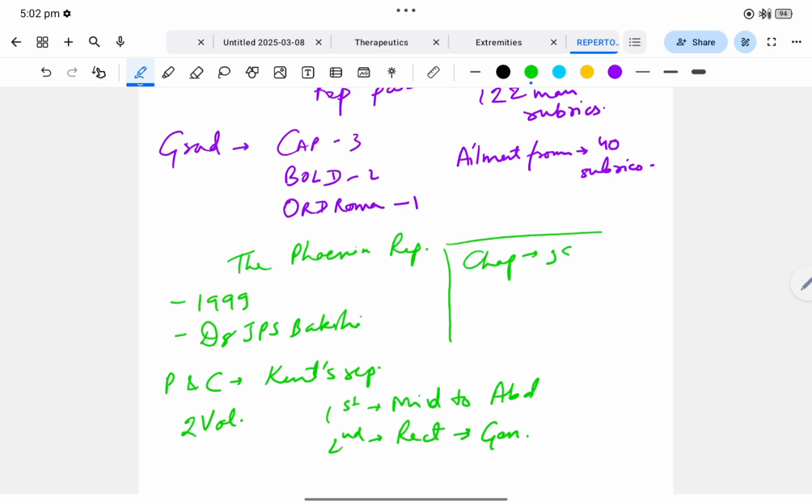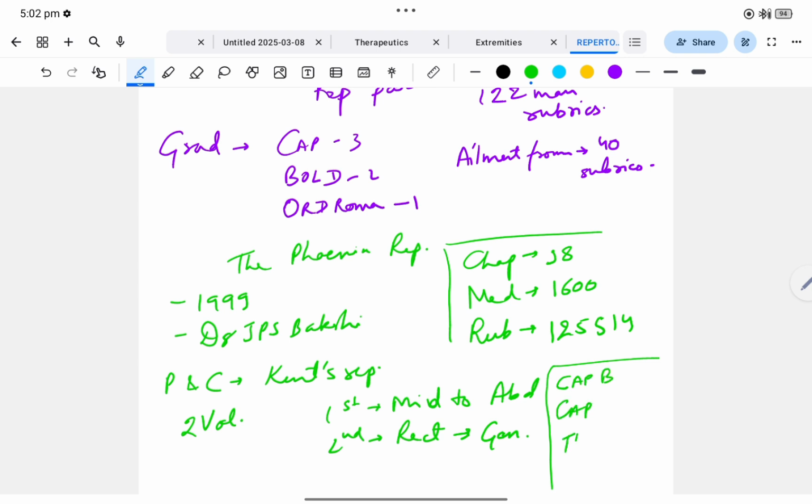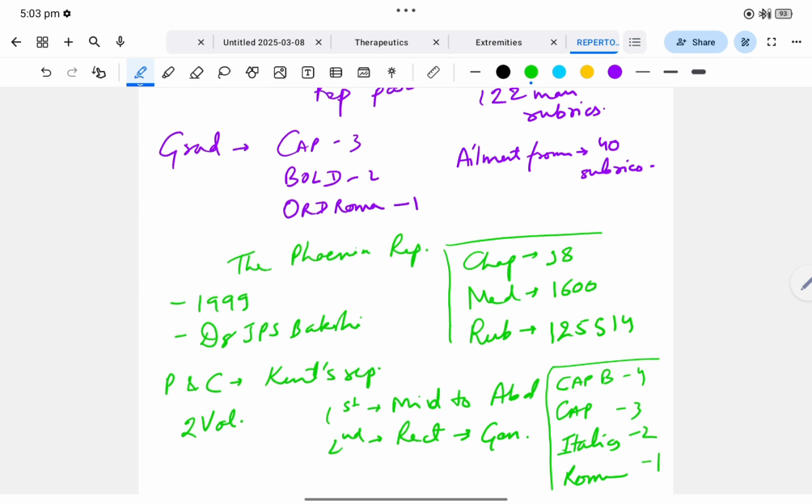Total number of chapters are 38. Total number of medicines in this book are 1600. Total number of rubrics in this are 1,25,514, and the rubrics are arranged alphabetically in this book. Now we will see the gradation of this book. 4 gradations are there here: capital bold, only capital, italics, and Roman, with marks 4, 3, 2, 1.